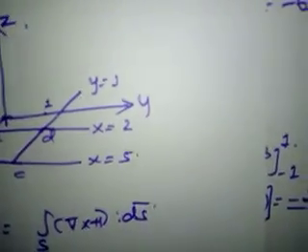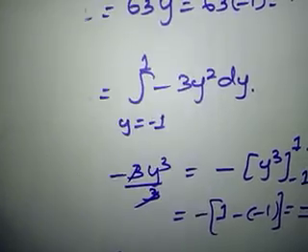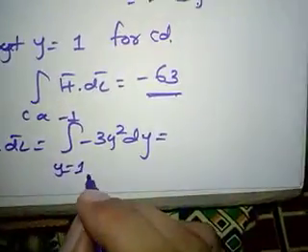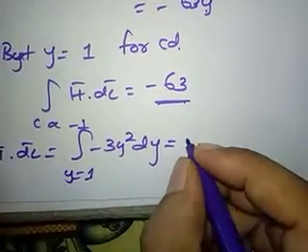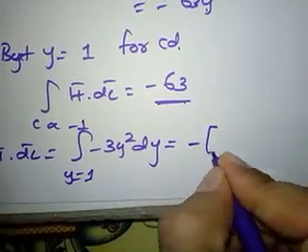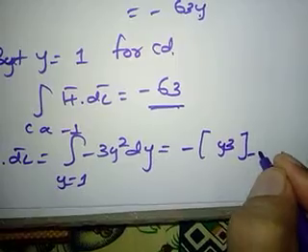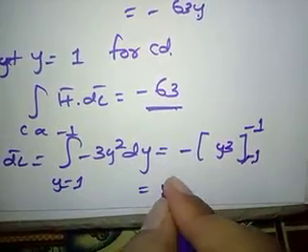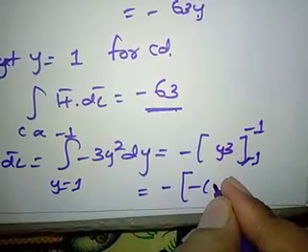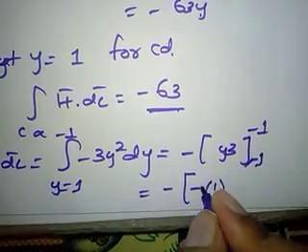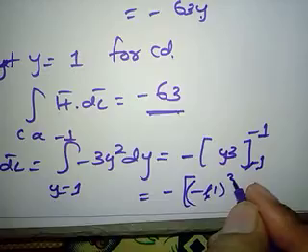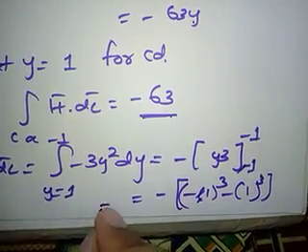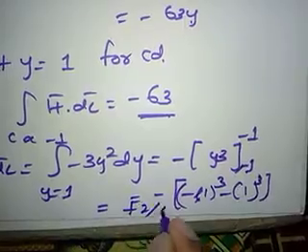So it is dy ay bar, so only y term will come, so it is minus integral y equal to 1 to -1 of minus 3y square dy. So this will be minus of y cube from -1 to -1. So this will be minus of -1 cube, -1 cube. Okay, so this comes out to plus 2, right?